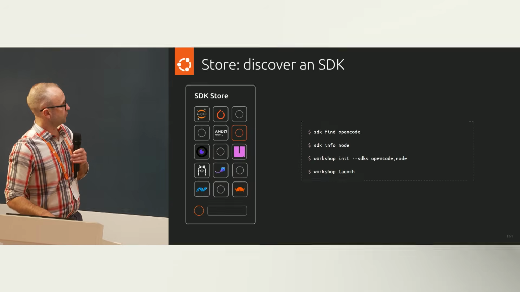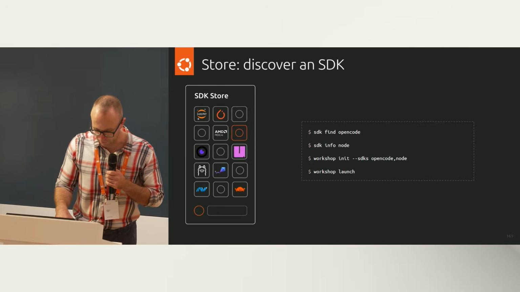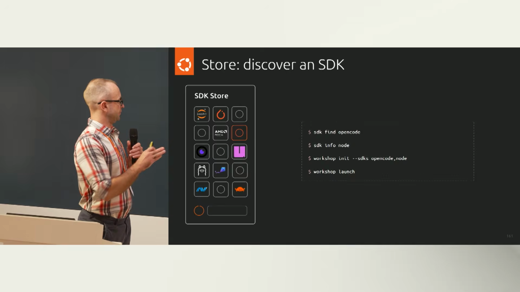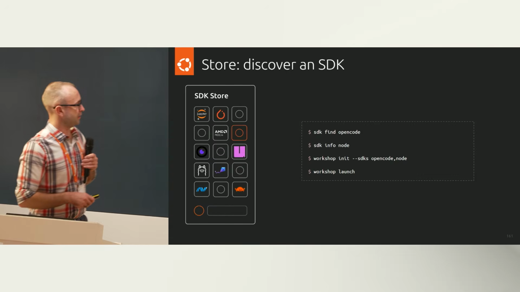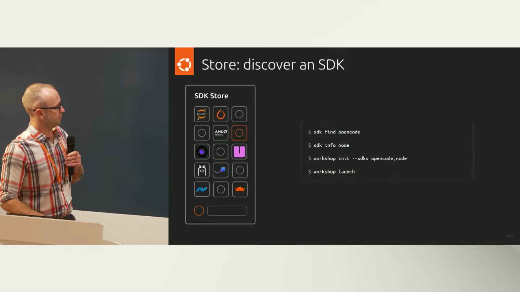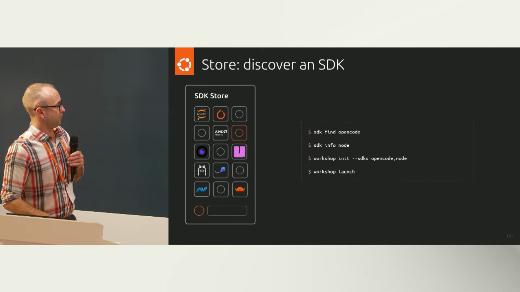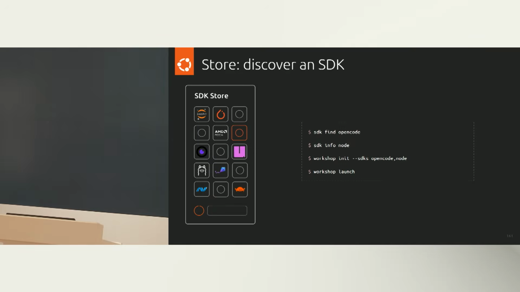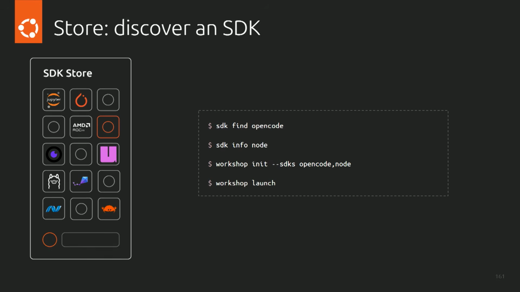The store itself, the experience of discovering an SDK and using it in your project, is in the CLI. We have a command called SDK. So here we discover a couple of SDKs. We can look through the available ones in the store, and once we've settled on what we actually want, workshop init creates a basic workshop from the SDK set, and then workshop launch gets the working environment up and running.